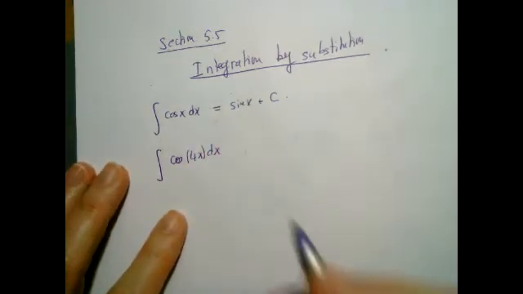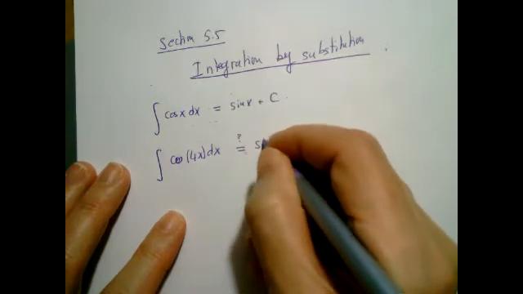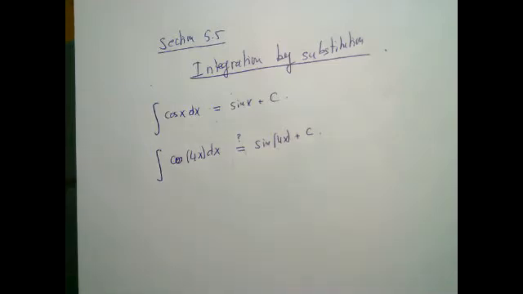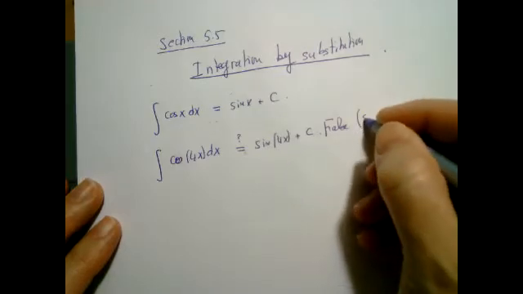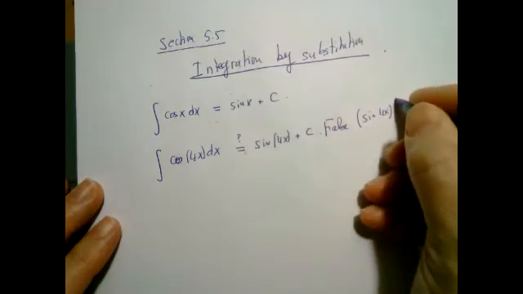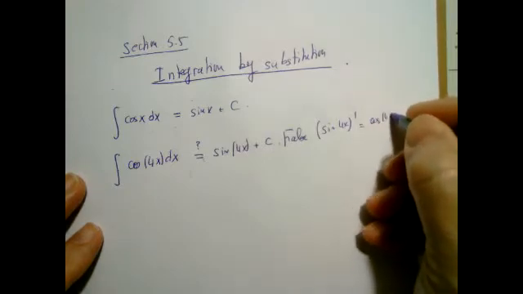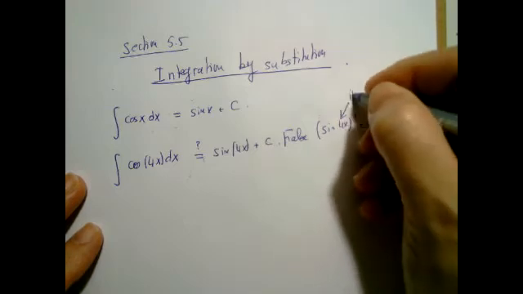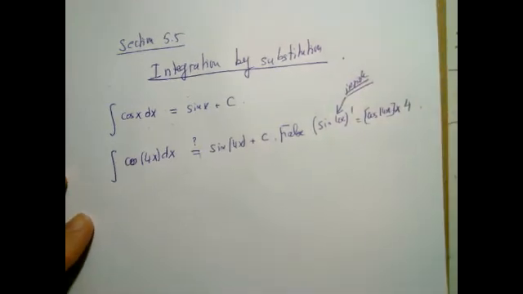Cosine 4x dx. And my question to you is, is this equal to sine 4x? True or false? Quickly. False. Absolutely false. Because when I differentiate that, I'm going to get the cosine of 4x times, that's a chain rule, I have an inside, times the derivative of the inside, which is 4.